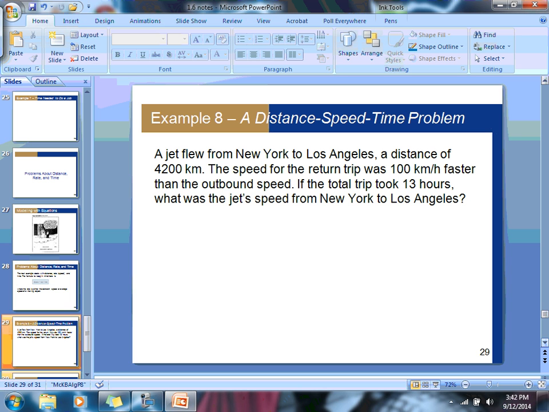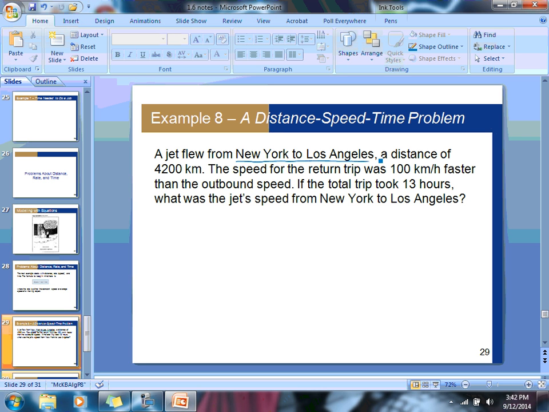So here's our last example, and it's going to take us a little while to organize this and work our way through it. A jet flew from New York to Los Angeles, a distance of 4,200 kilometers. The speed for the return trip was 100 kilometers per hour faster than the outbound speed. If the total trip, round trip, took 13 hours, what was the jet's speed from New York to Los Angeles? So we're trying to find the original speed that the jet flew in its first part of the trip.